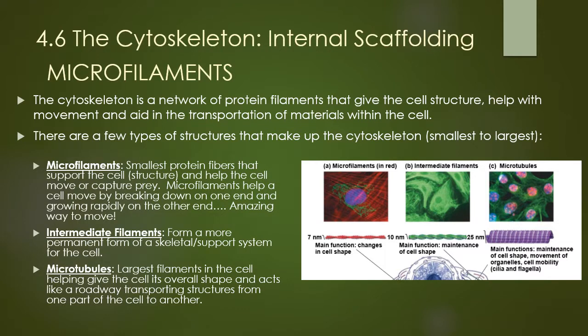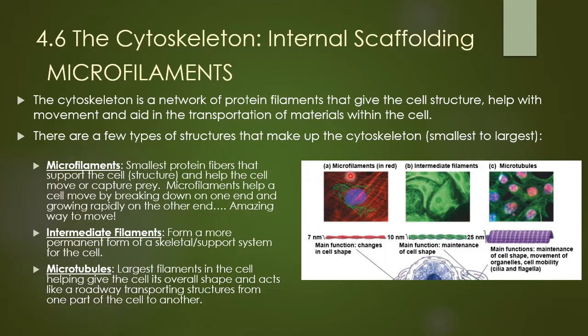Okay, the last structure that we'll cover in the animal cell are microfilaments. And the cytoskeleton, or sort of like the skeleton that exists within your cell, is made up of a network of protein filaments. So these fibers, sort of like rods made of protein that give the cell structure, they help with movement, and they aid in the transportation of materials within the cell. And there's a few different types of structures that make up the cytoskeleton. They're listed below and on the right from smallest to largest.